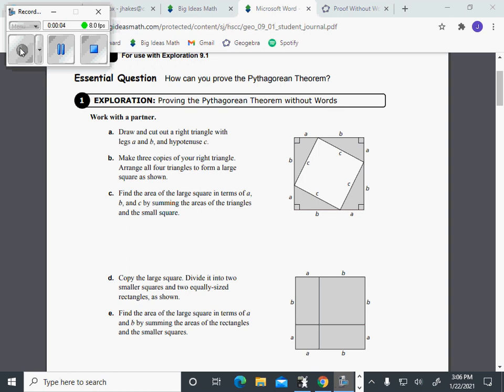Okay, start at 9.1 or chapter 9. We're going to be talking about the Pythagorean theorem. This is something that you guys should be well aware of, how to use it. You guys have used it in the past. We're just going to be building on that knowledge today.